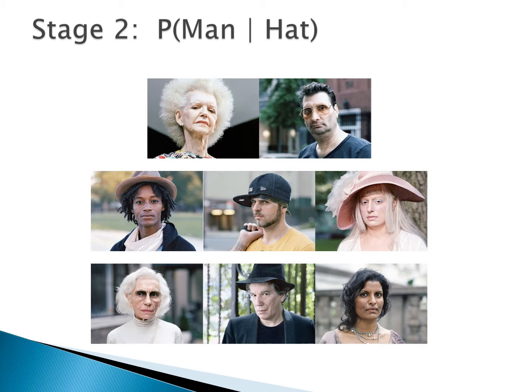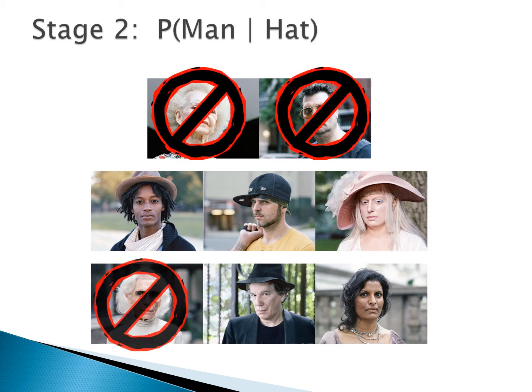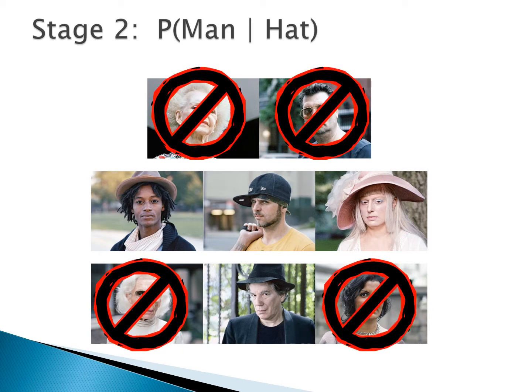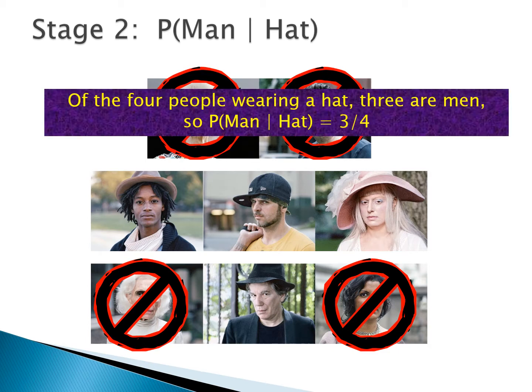So let's figure this out. Probability of man given hat. The given's what you already know. So in this picture, if you ain't wearing a hat, you're not part of the discussion. Bye-bye. There are 4 people left, as you can see. And out of the 4 people who are left, 3 of them are men. So given that you're wearing a hat, the chance of being a man is 3/4.